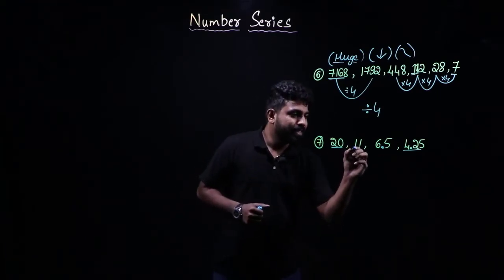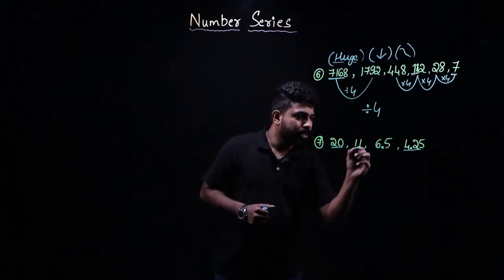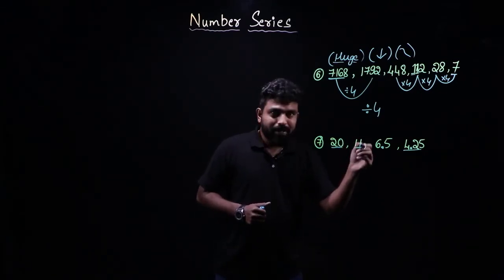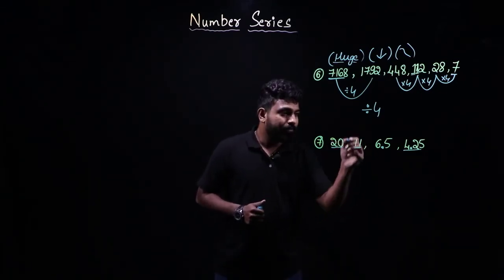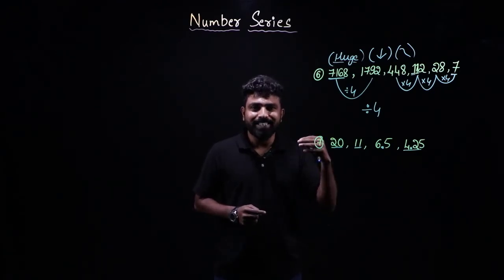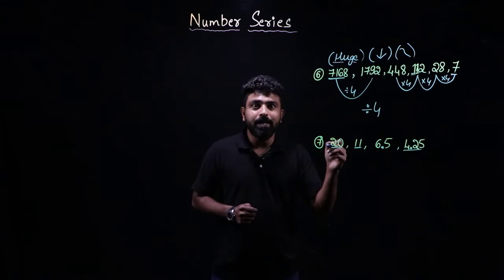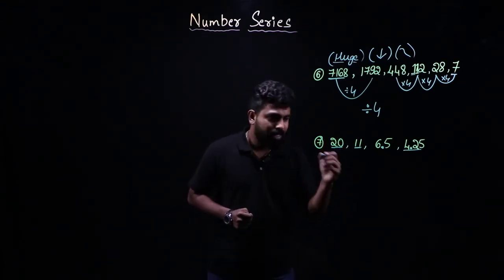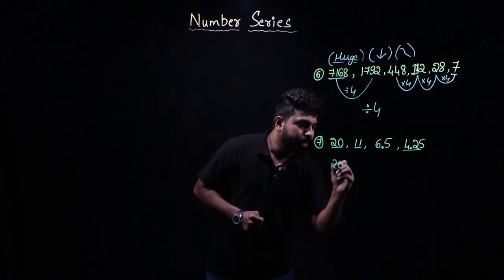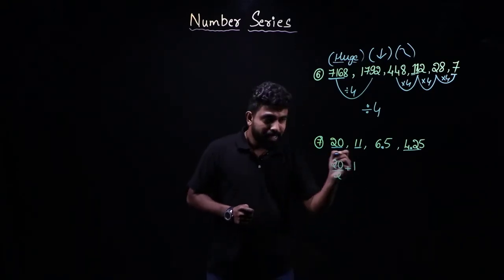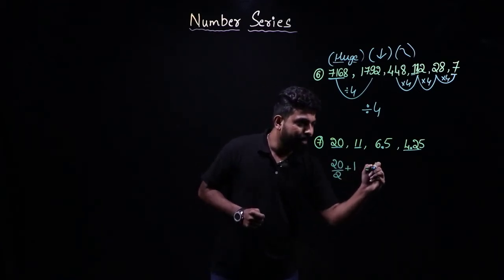So let me check my second term. What is my second term? Second term is 11. Where is 11 with respect to 20? 11 is somewhere near to half of 20. What is half of 20? Half of 20 is 10. So 11 is somewhere near to half of 20, which is 10. So what can I write 11 as? 11 can be written as 20 divided by 2 plus 1. So 20 divided by 2 plus 1 is nothing but 11.